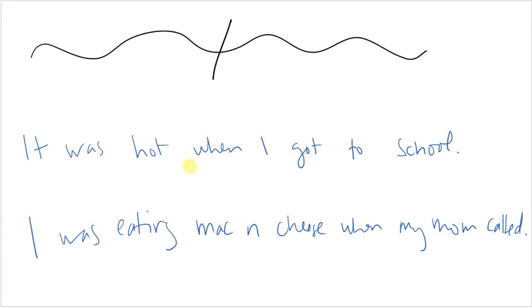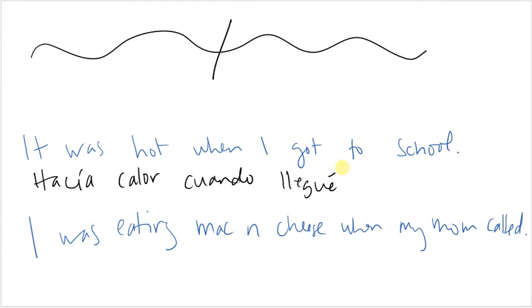So, for example, it was hot when I got to school. So, it was hot. I don't know when it started or stopped. This is just background information setting up the story. So, I'm going to use the imperfect. So, hacía calor when I got to school. When I got to school is a completed action. It's over and done with. So, I'm going to use the preterite. Hacía calor cuando llegué a la escuela. So, imperfect, background information, it was hot. Preterite, completed action, I arrived at school.